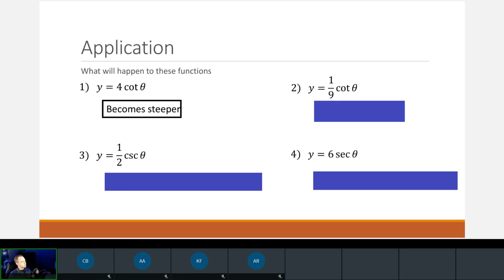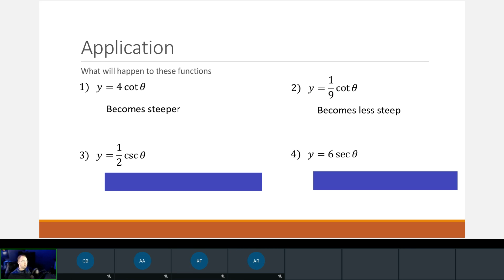So that 4 causes it to become steeper. If it's a fraction less than 1, like 1/9, it becomes less steep. If you always forget these, you can just type it into GeoGebra and actually see the change to remind you. So that's the difference between tangent and cotangent versus the others. It doesn't change the amplitude per se, it changes the steepness.